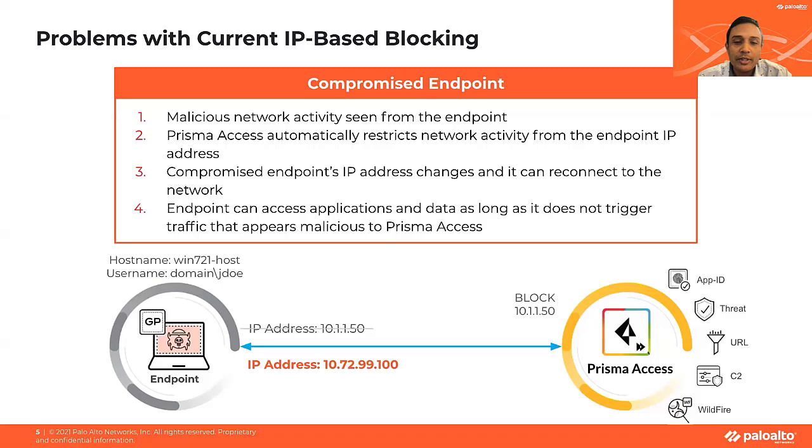As we can see here, originally the device connected with IP address 10.1.1.50, then the IP address got changed. So even though the original IP address was blocked on the Prisma Access infrastructure, the device can reconnect to Prisma Access with a different IP address. Next slide, please.